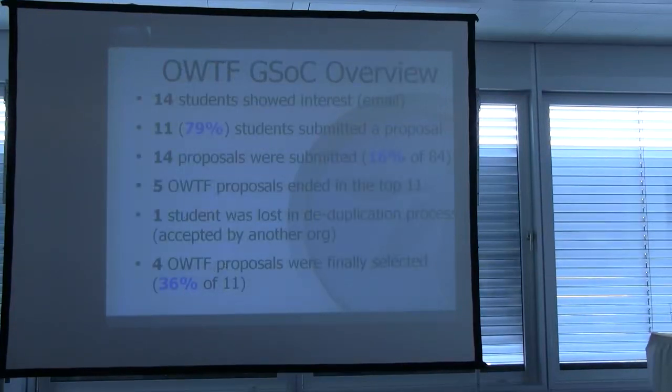In the Google Summer of Code, the overview for OWTF students is that 14 showed interest. From those, only 79%, or 11, bothered to submit a proposal. 16% of OWASP proposals were for OWTF. We got 5 in the top 11, but we lost 1 student because he was accepted both by OWASP and another organization. And in the end, we got 4 students.